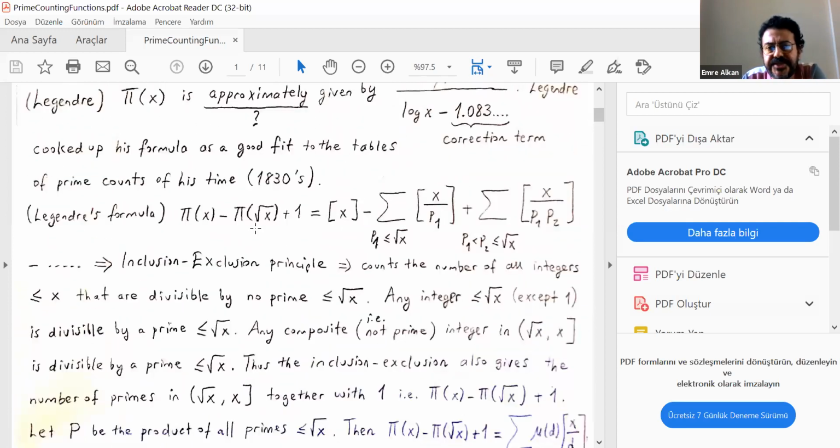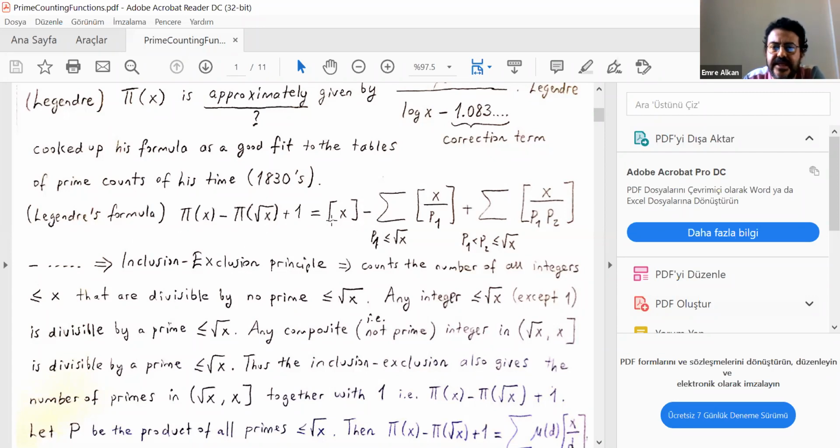And it's kind of interesting because it could serve as an exact formula for pi of x, because after all, square root of x is a lot smaller than x. So there are fewer primes, hopefully, up to this. So with some really little error, you have a representation of pi of x. But it turns out that none of this is that useful, okay?